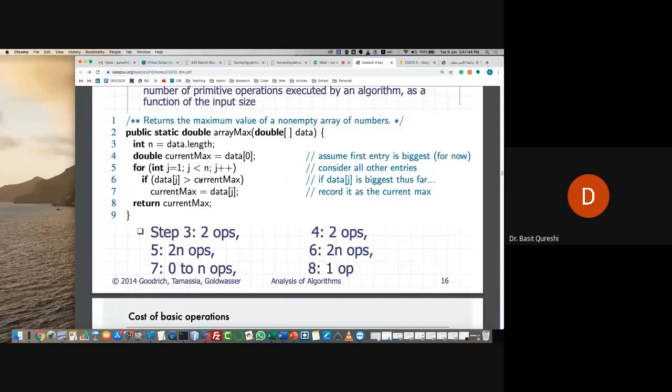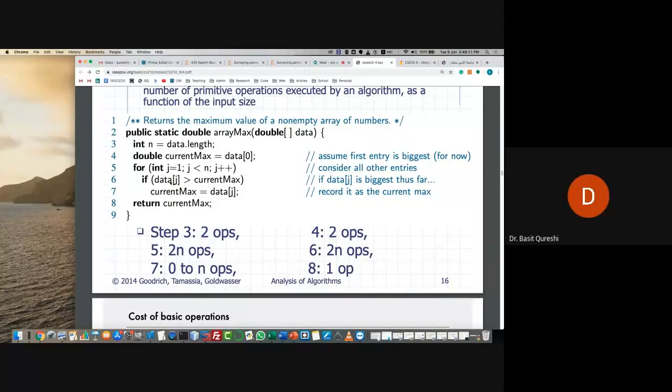Now comparing something is going to take some time. It could be very small time, but still it's taking time. So this is 2 operations now. One operation is to go fetch the data from the array. The second operation is comparing this with the current max. So this is 2 operations. But you wrote at line 6 it's 2n operations. Is that a mistake?